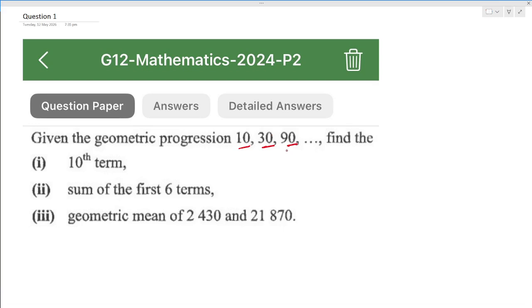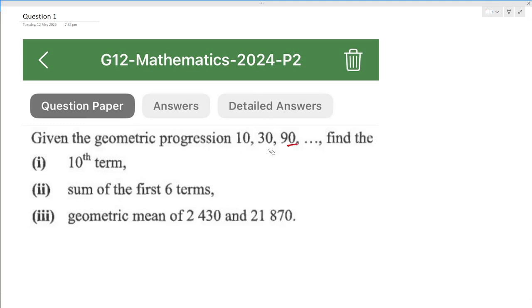So here is a heads up. When you're dealing with GP, it's normal for you to have extremely big values. Why is it normal? Because to go forward, you're multiplying the common ratio with the previous term to get the next term. As you can see, these are examples of some big values: 21,870, this is one term, and 2,430, that's also another term. So in paper 2, when you're dealing with GP, it's normal to have big values.